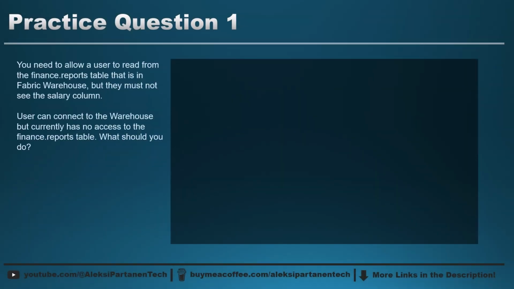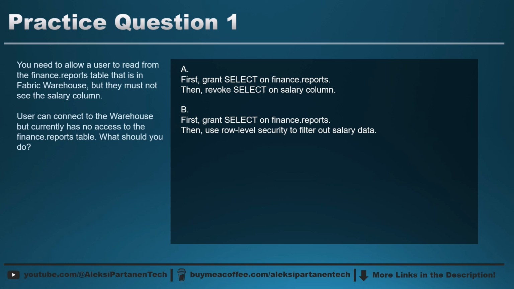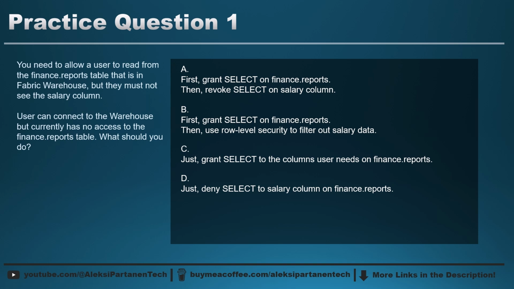You need to allow a user to read data from the finance reports table that is in your Fabric warehouse, but they must not see the salary column. The user can connect to the warehouse but currently has no access to the finance reports table. What should you do? A. First grant select on finance reports and then revoke select on the salary column. B. First grant select on finance reports and then use row level security to filter out salary data. C. Just grant select to the columns the user needs on finance reports. D. Just deny select on the salary column on finance reports.